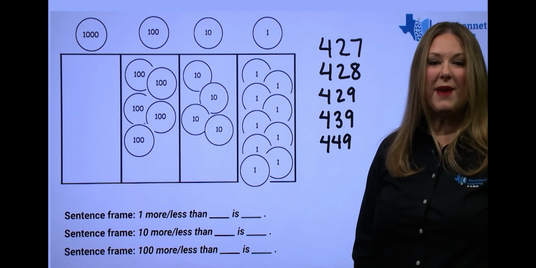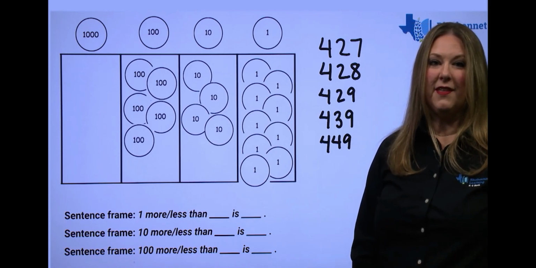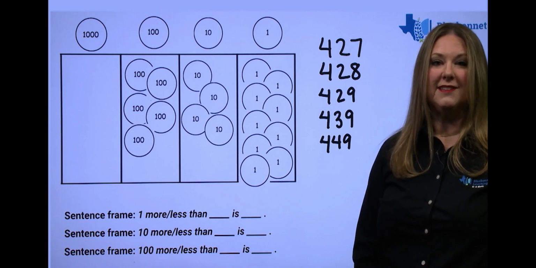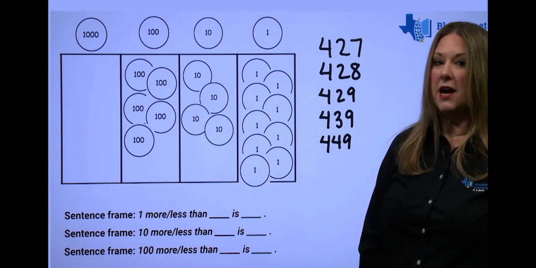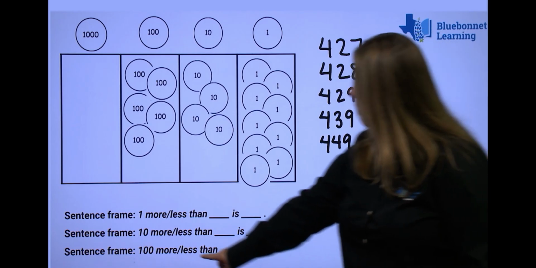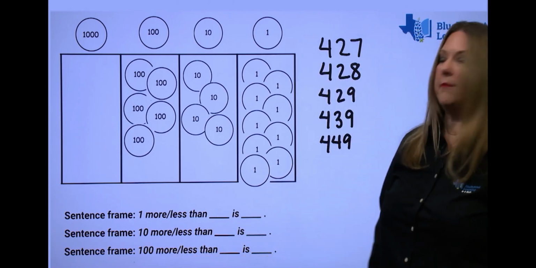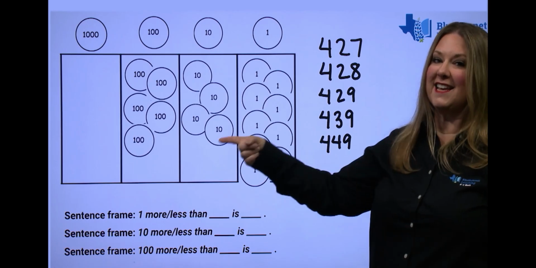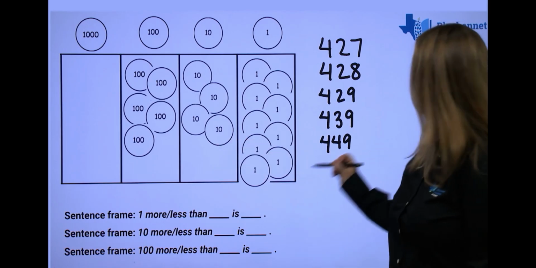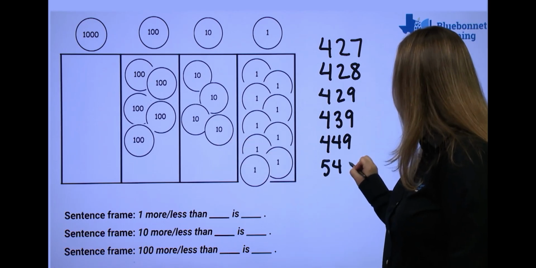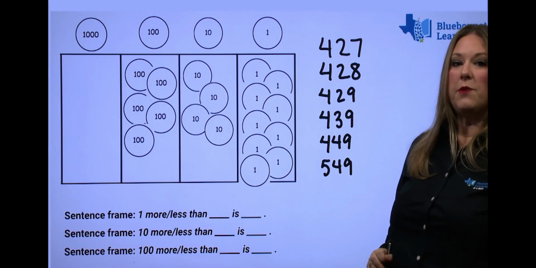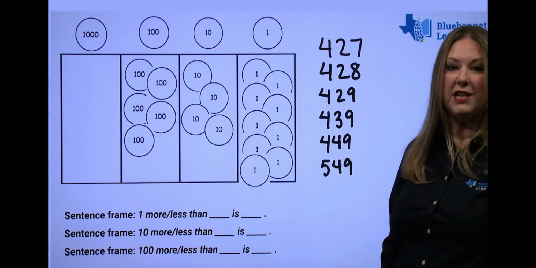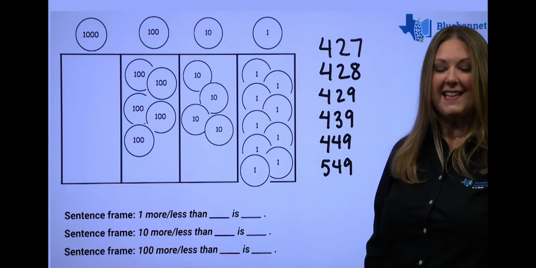What change did I make now? That's right, it's more. Which place value did I change? Good, the hundreds place. So let's use this sentence frame. 100 more than 449 is how much? Good, 549. So when I write the numbers, do you see how only the hundreds place value is changing? My 10's and 1's stay the same.